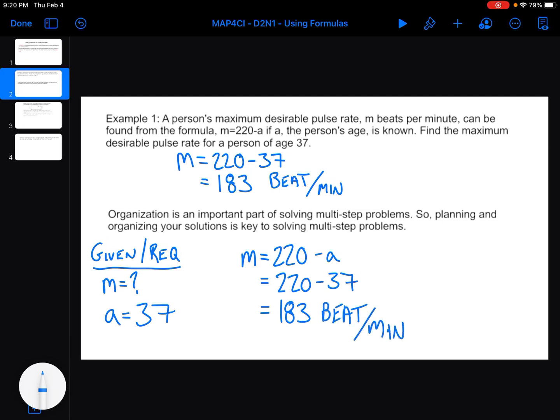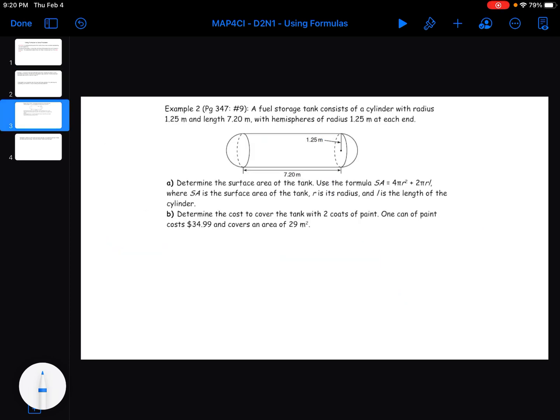The acronym for this that I use is GRASS. Okay, given, required, appropriate formula, substitute, and solve.